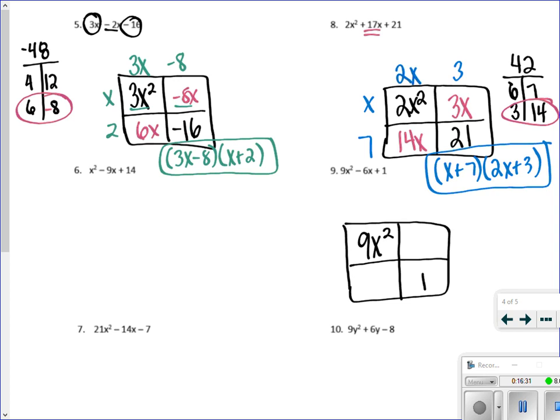Multiply that constant and coefficient. What do you get when you multiply those? 9. So you need numbers that multiply to give you 9. But what else has to be true? What do they have to add up to? Negative 6. What numbers multiply to give you 9? 1 and 9, or 3 and 3? 3 and 3. If you had a negative 3 and a negative 3, does that multiply to give you a positive 9? Yes. Does it add up to a negative 6? Yeah. Okay. And those are our 2 numbers.